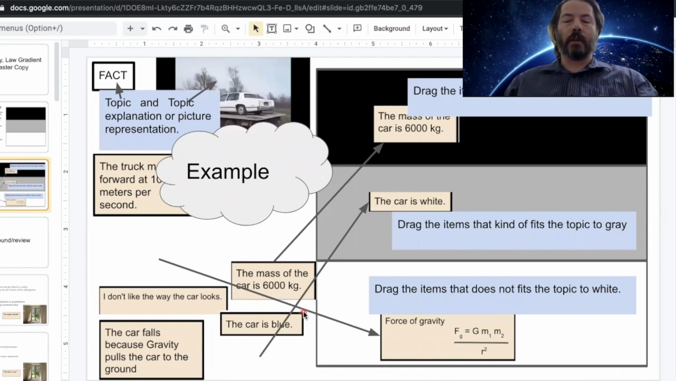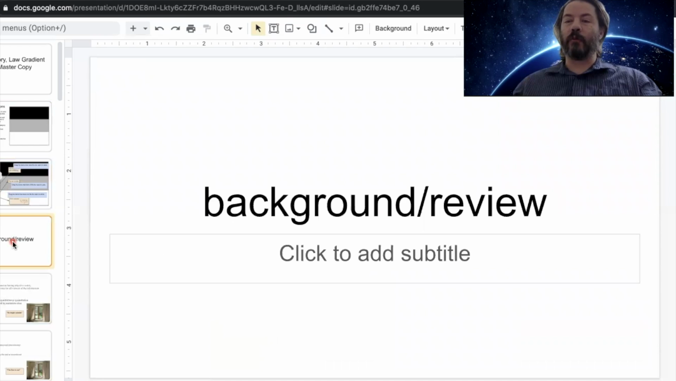We could also put, like, the car is blue. We could put it down here. So that's kind of how it's going to work. But let's do a couple of examples and try it out. In order to do that, let's review what our terms mean.